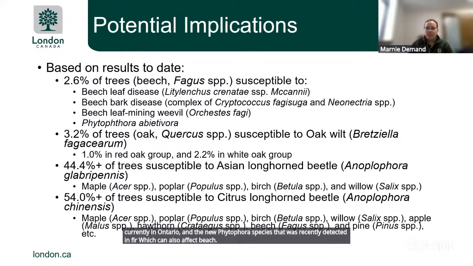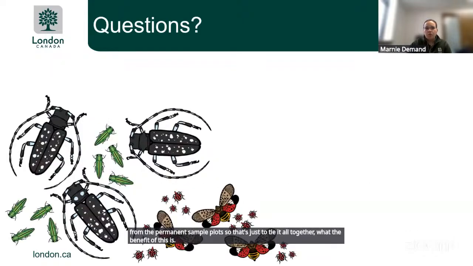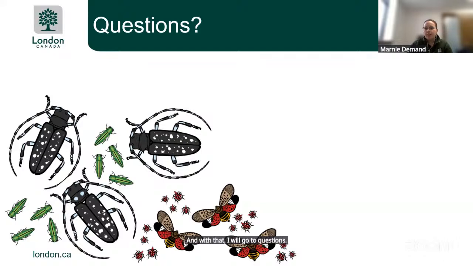So they're quite sensitive to a number of pests, but at least we know which woodlands they're located in and approximately their size diversity as well from the permanent sample plots. So that's just to tie it all together, what the benefit of this is. And with that, I will go to questions. Thank you.